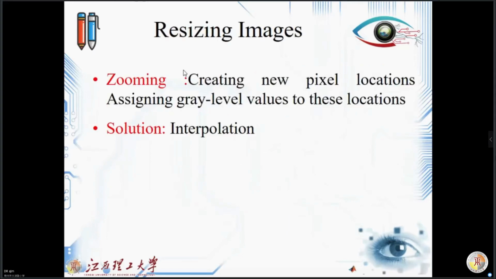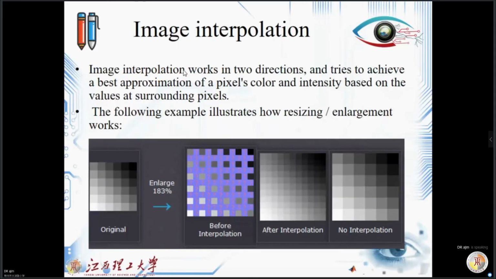Then now you may again recall, for zooming and creating new pixels, interpolation is the method that we can use. But now let us see some act of interpolation on some image. Image interpolation works in two directions, and tries to achieve the best approximation of a picture's color and intensity based on the values of the surrounding pixels. You will see some illustration of how resizing and enlargement work.